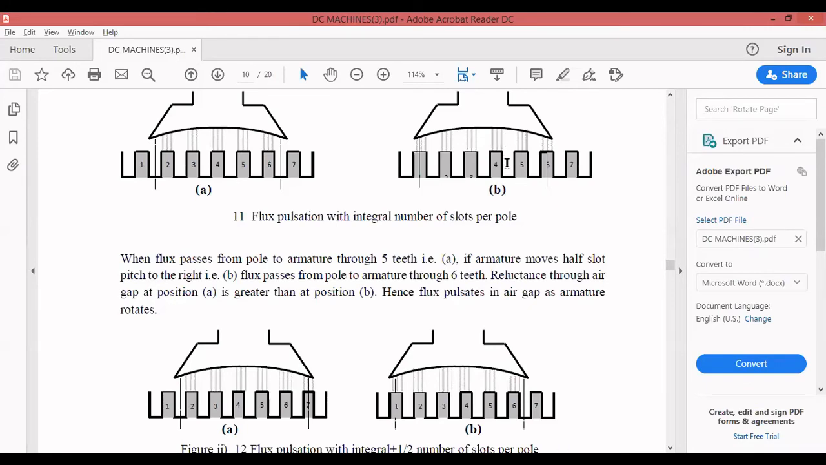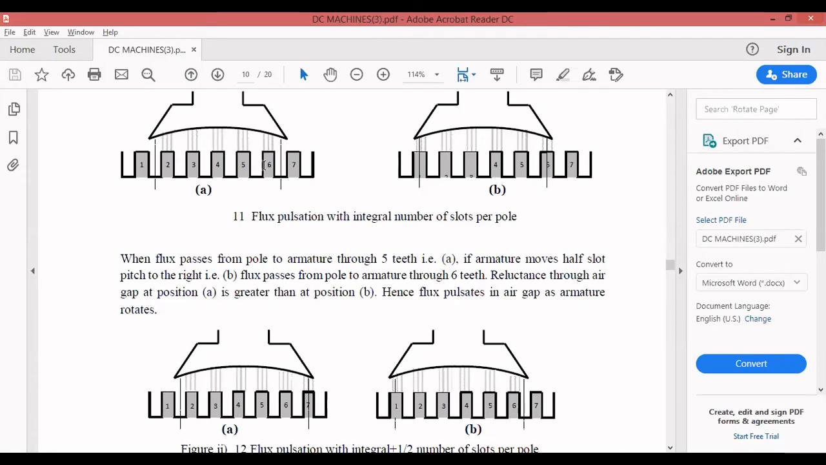So the reluctance offered should be less, because whatever flux is produced in the field has to pass through the air gap to the armature. So the reluctance offered in the air gap should be as low as possible. So more teeth should come under the pole. Then the reluctance offered by the air gap will be less.